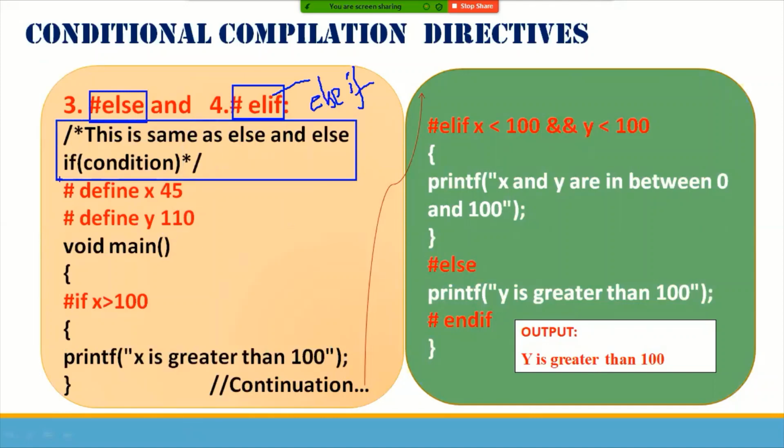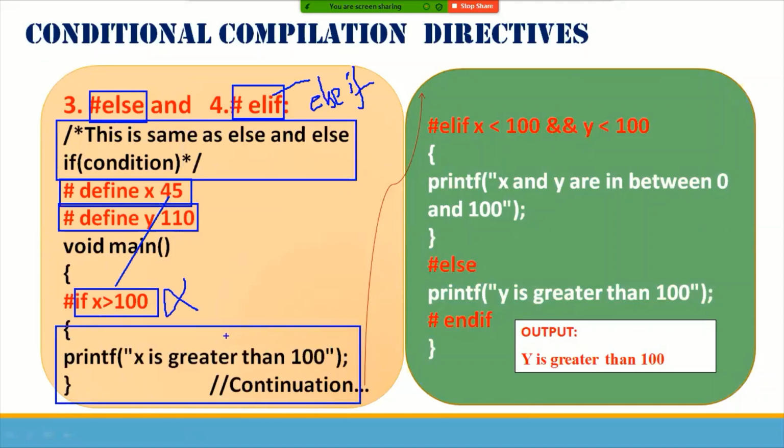So now #define x 45, #define y 110. Then we need to check the condition. #if x > 100. What is the value of x? 45. So the condition is false. So immediately control skips this whole part. Directly control goes to else if, that is #elif. #elif will be checked. #elif means similar to else if.